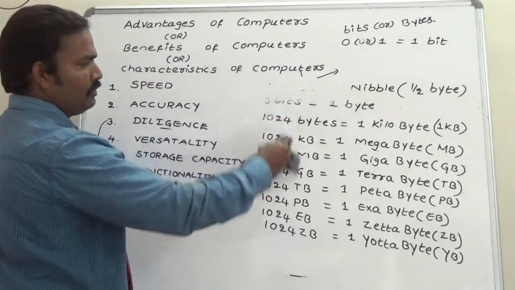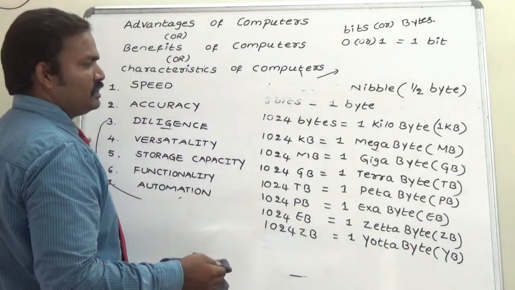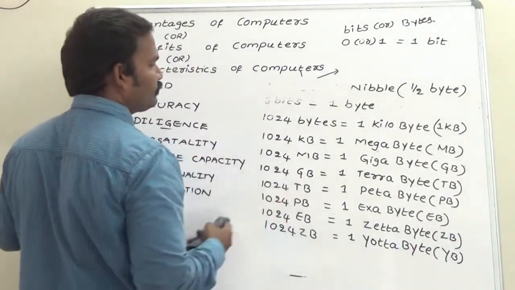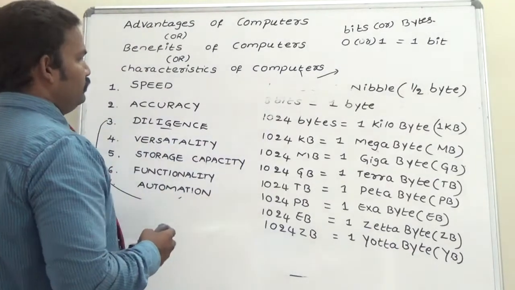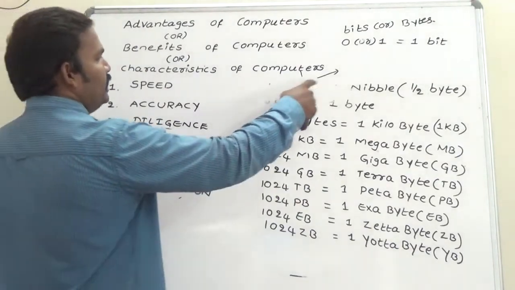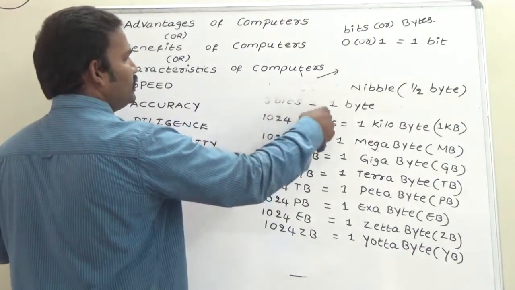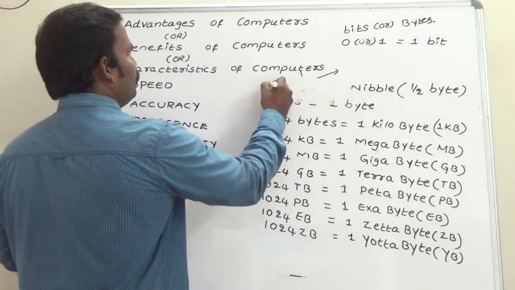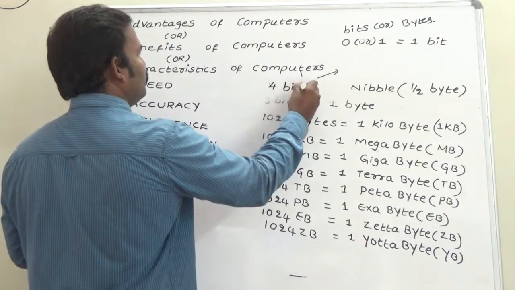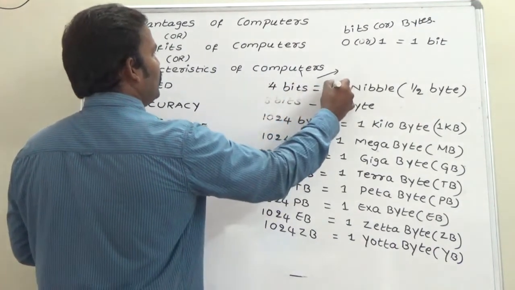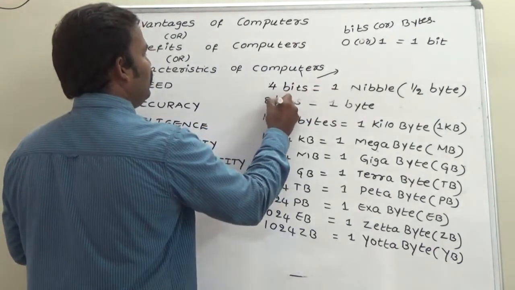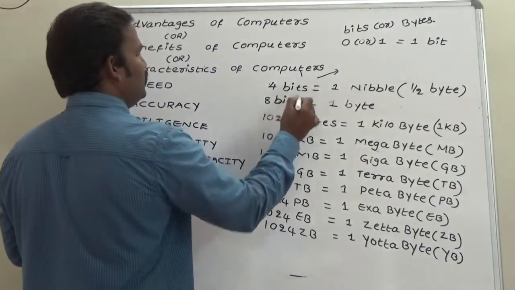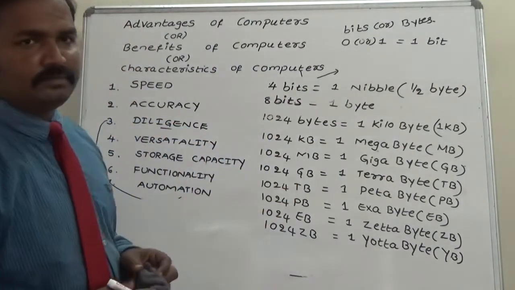So better to write all these things in your notes. Here 4 bits equal 1 nibble, 8 bits equal to 1 byte.